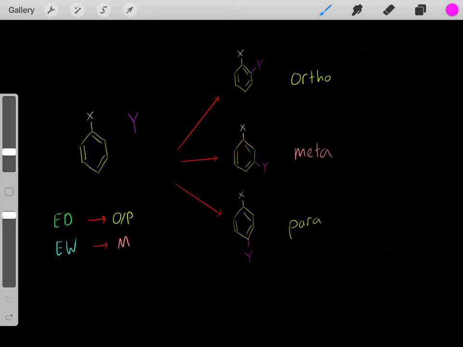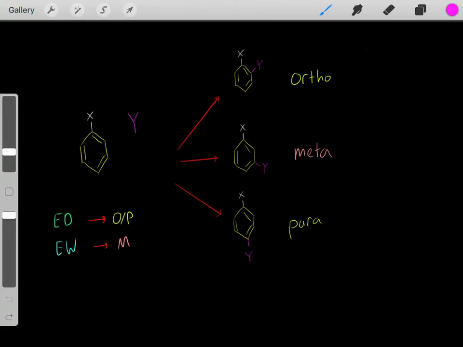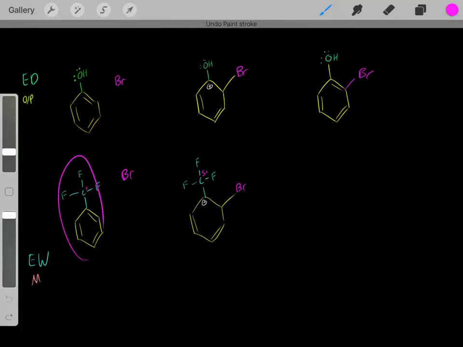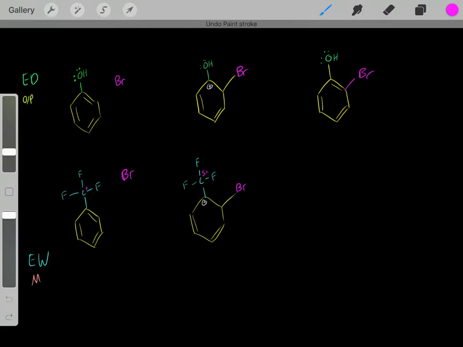So what's going on? Well, what's an electron donating group and what's an electron withdrawing group? And why is ortho and para in one category while meta is in a separate category? Well, let's do an example. Let's say we have these two compounds, these two groups. And I'll let you know right now, this is an electron donating group, while this is an electron withdrawing group. So we know electron donating groups favor adding the bromine on the ortho and para position, while this electron withdrawing group favors adding the bromine on the meta position.